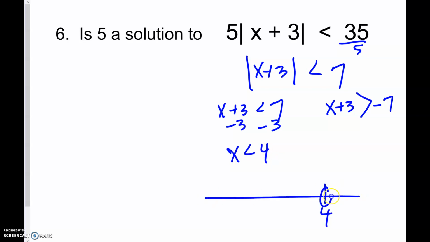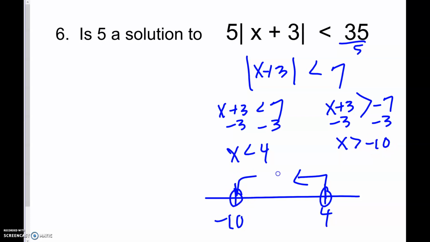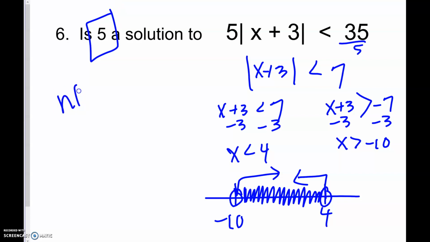Open circle at 4 and shading to the left. Subtract 3, subtract 3. So x is greater than negative 10. Open circle, shade to the right. So it's everything between negative 10 and 4. So is 5 between negative 10 and 4? No. So this is not a solution.